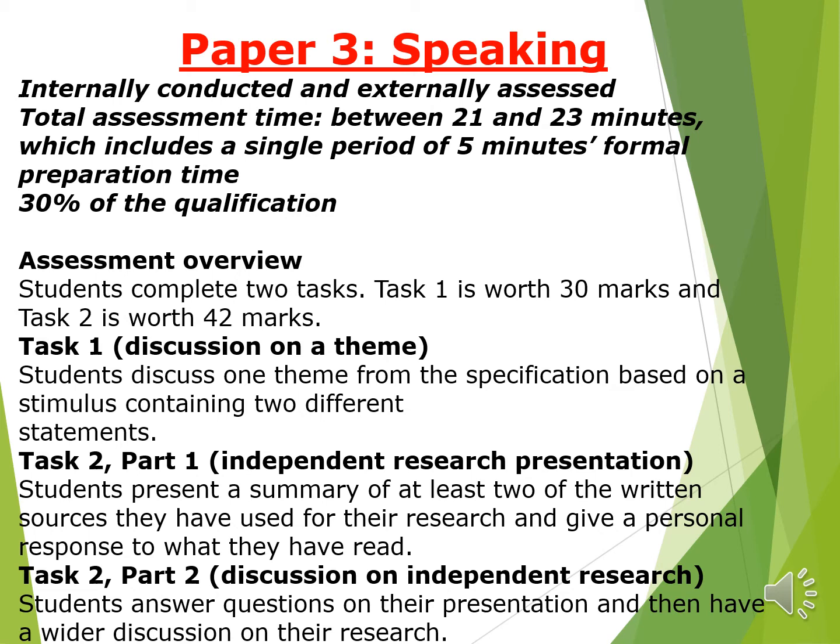You have 5 minutes of preparation time, and then you have a discussion on one of the themes. The second part of this exam is an independent research presentation, which you will have been working on predominantly during your year 13, and you can choose any aspect of Italian society, culture, history, literature, popular culture that interests you, but it has to be related to Italy and Italian speakers.